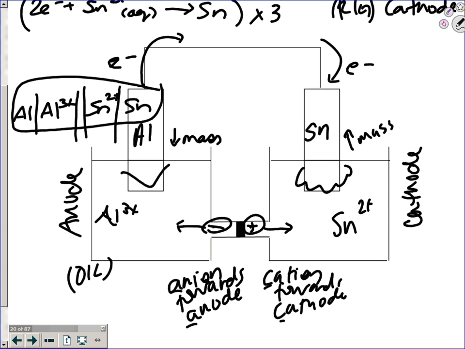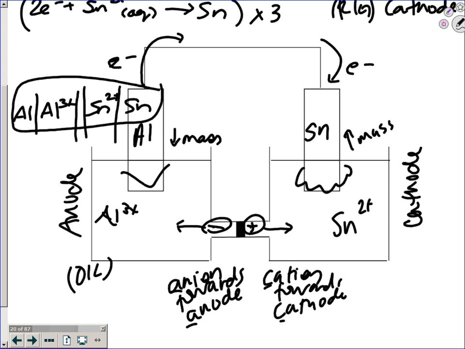Okay. All right, so cell potential. Basically, different batteries have different voltages they can put out because they have a difference in how willing they are to give up their electrons. So we want to compare how willing aluminum is to give up its electron versus how much tin wants the electron.